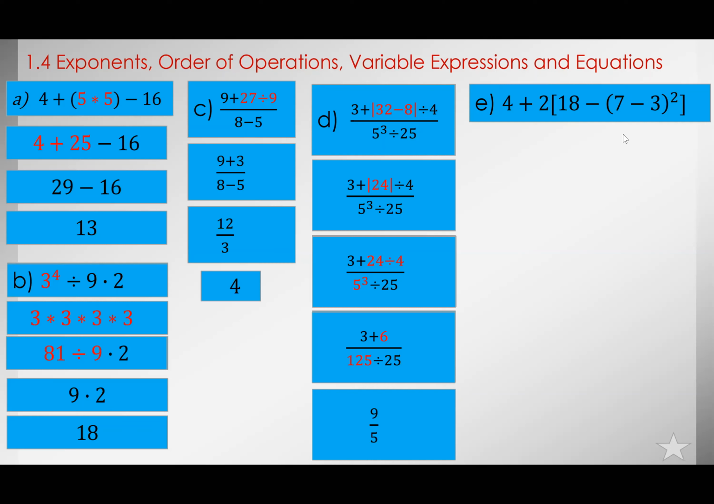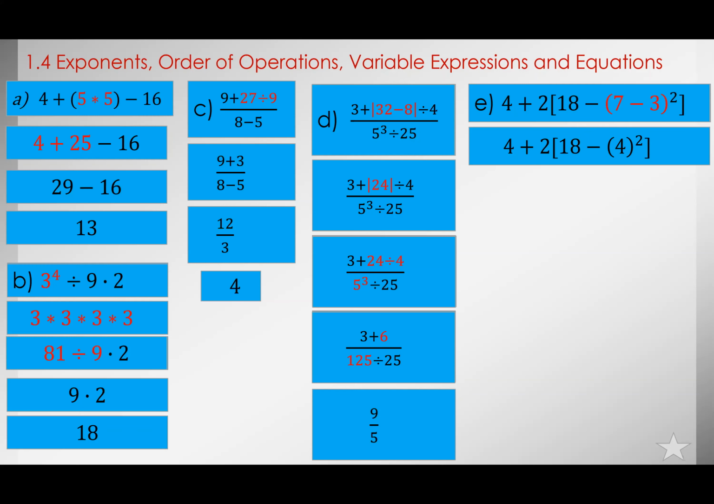So if we do the inside of the parenthesis first, I want to get rid of that parenthesis, which is easy: 7 minus 3. All of you know 7 minus 3 is 4. Looking at this, I need to get rid of this bracket.